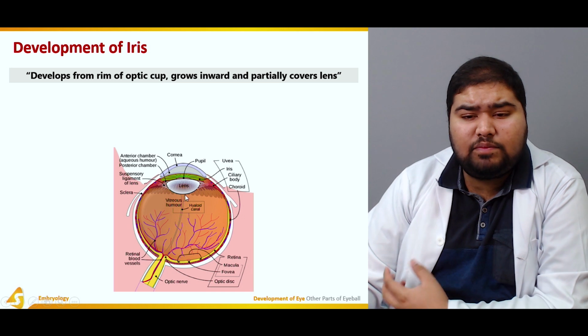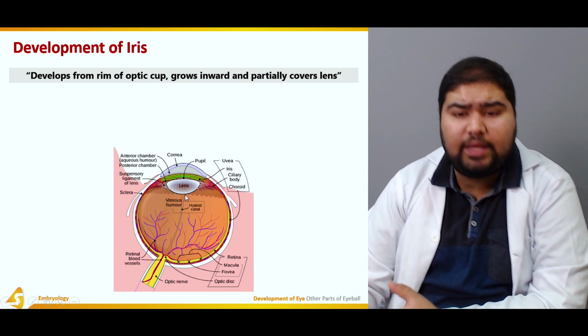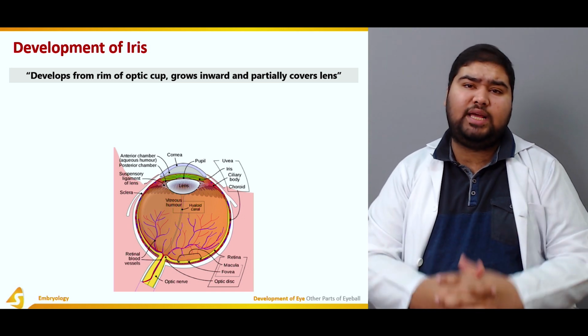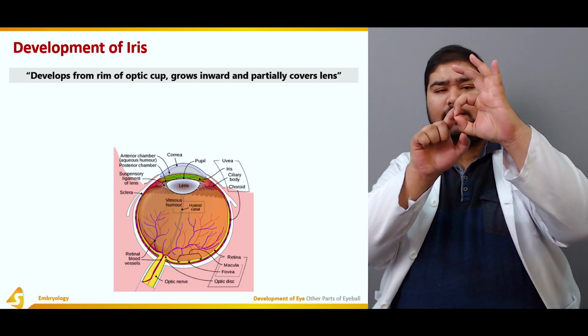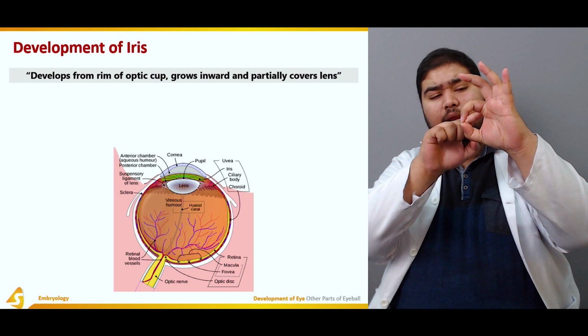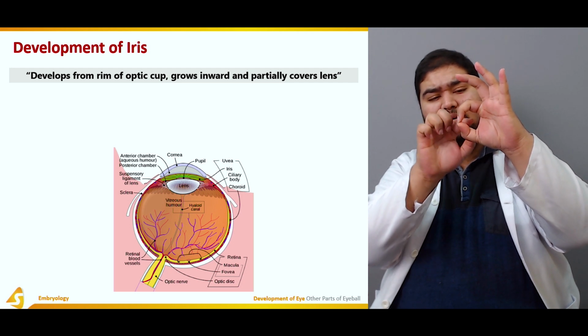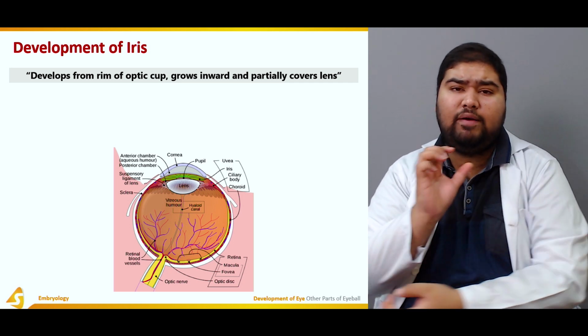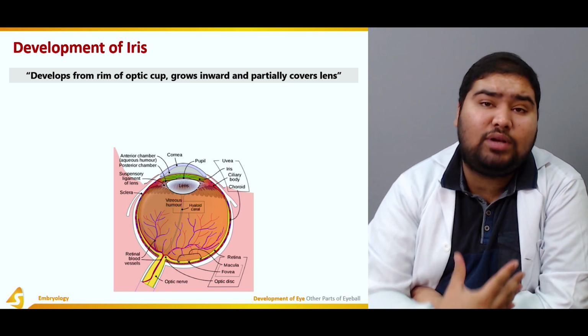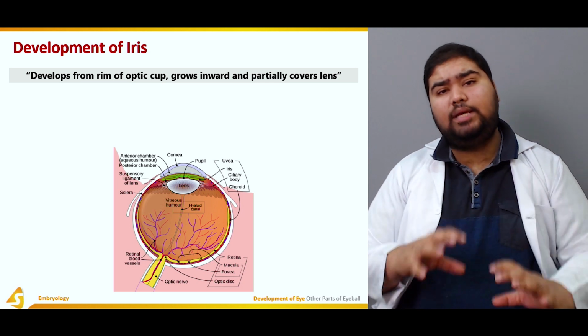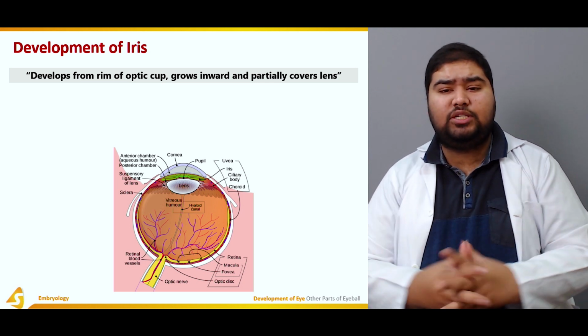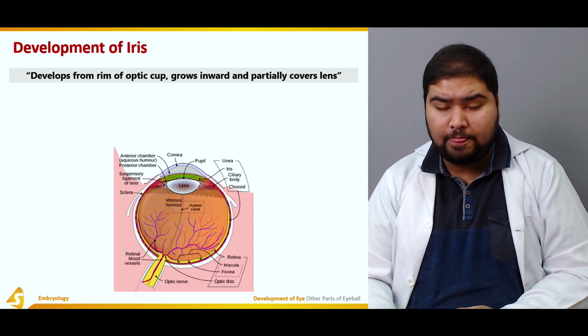The iris develops from the rim of the optic cup and it grows inward and partially covers the lens. So if this is the rim of the optic cup, the iris grows from its boundary and tends to grow inward towards the center of the optic cup. It tries to cover the lens, however, there remains a small aperture in the center, and this aperture is known as the pupil.